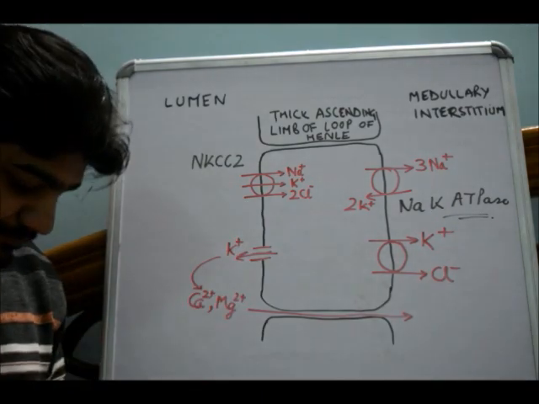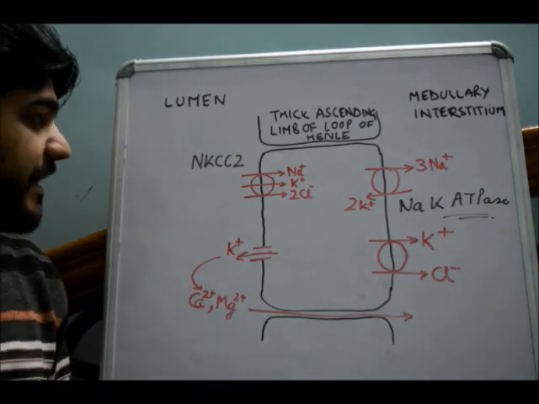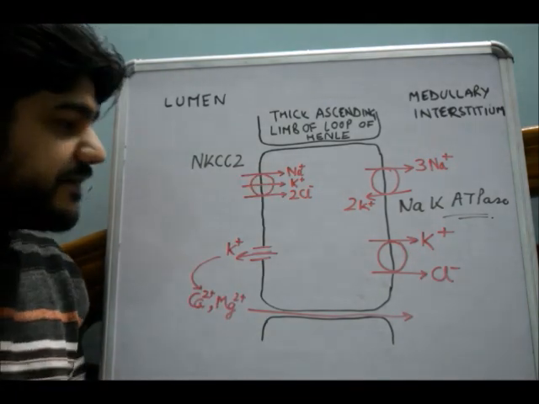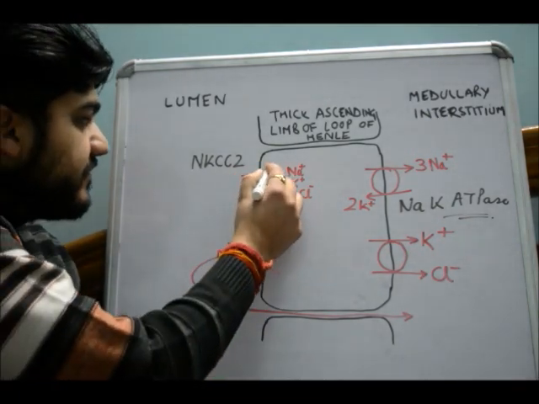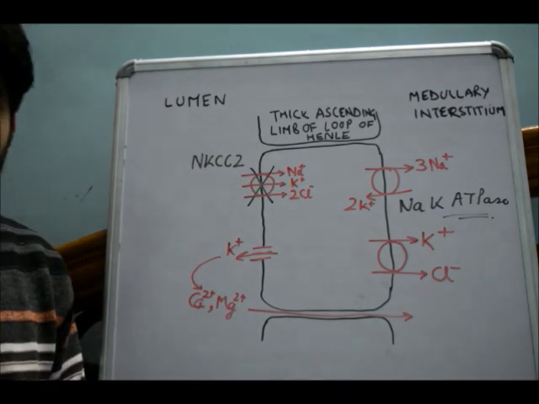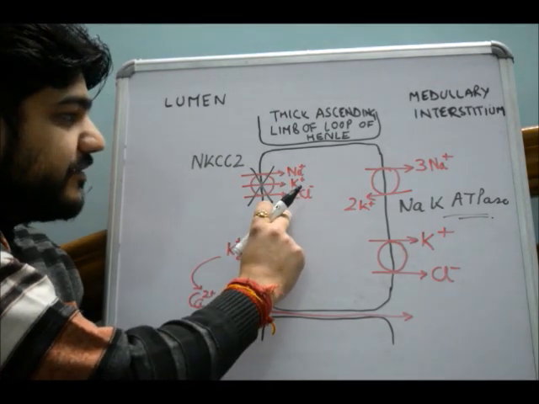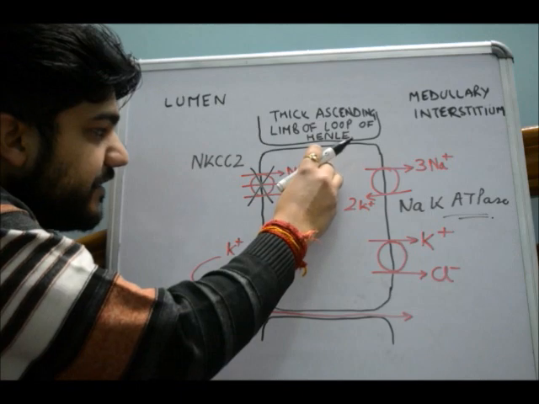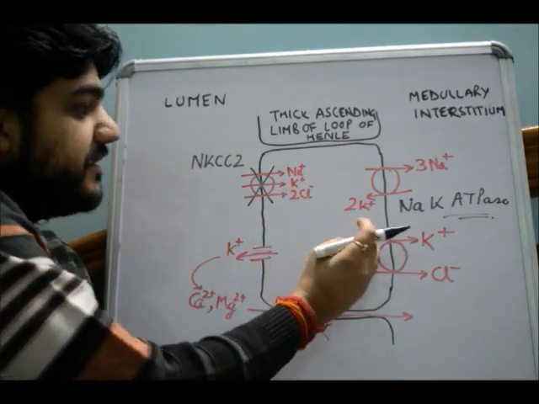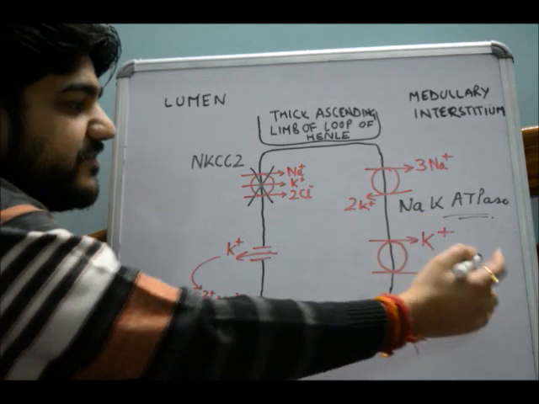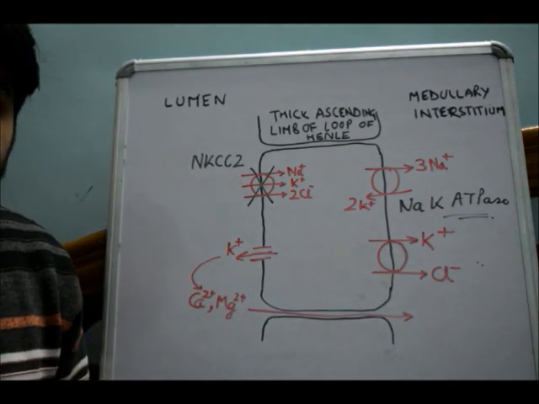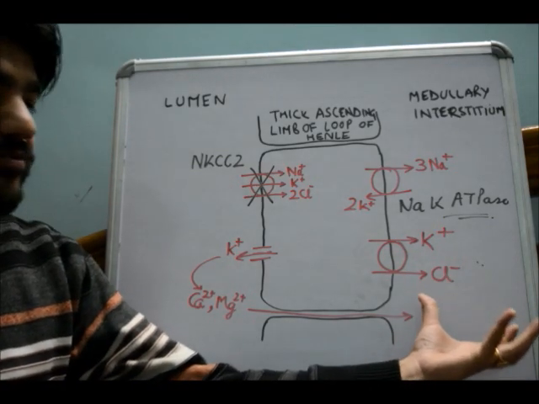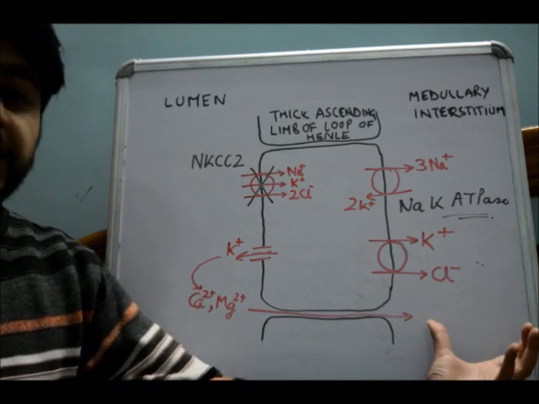Now the loop diuretics act at this site, and whenever they act at this site, what will happen? This symport is blocked. When this symport is blocked, what will be the consequences? One thing is, when sodium does not enter, potassium does not enter, chloride does not enter, there will be no net movement of ions into the medullary interstitium. So the medullary hyperosmolarity will be dissipated. So the hyperosmolarity which was responsible for concentrating urine will be lost.